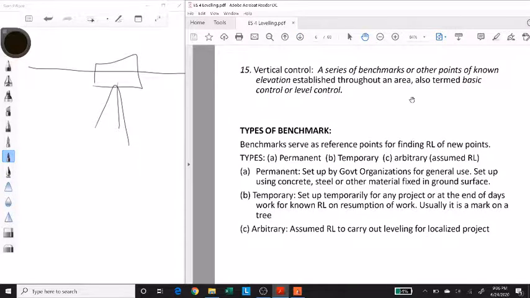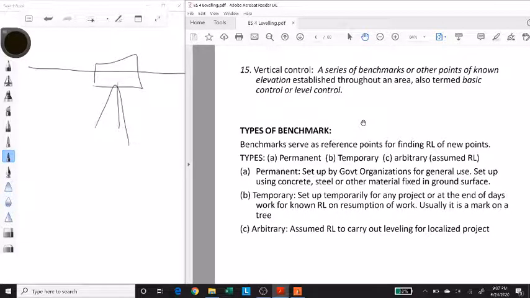And then vertical control. So we've talked a lot about this. It is a series of benchmarks or other points of known elevation established throughout an area. So different points, they can be in a sequence or they can be random, and finding out their elevation gives you vertical control over an area. Now we talked about benchmark. So benchmark was a point whose reduced level is known.